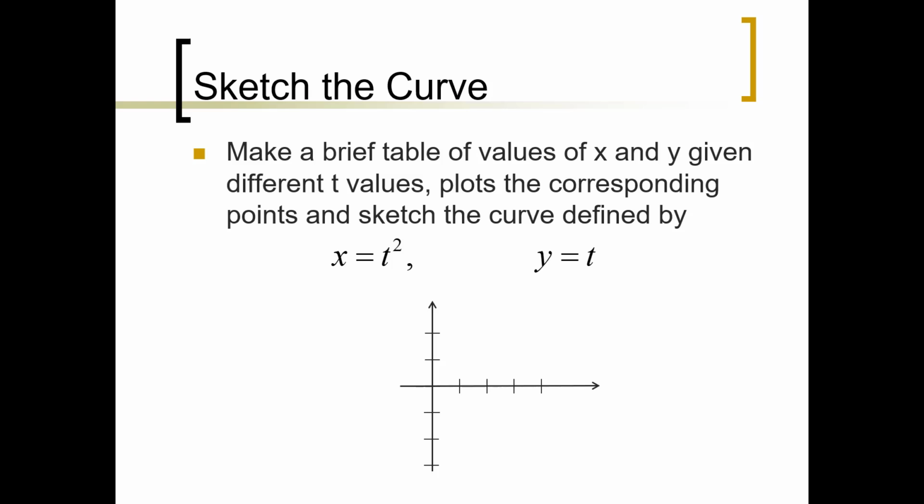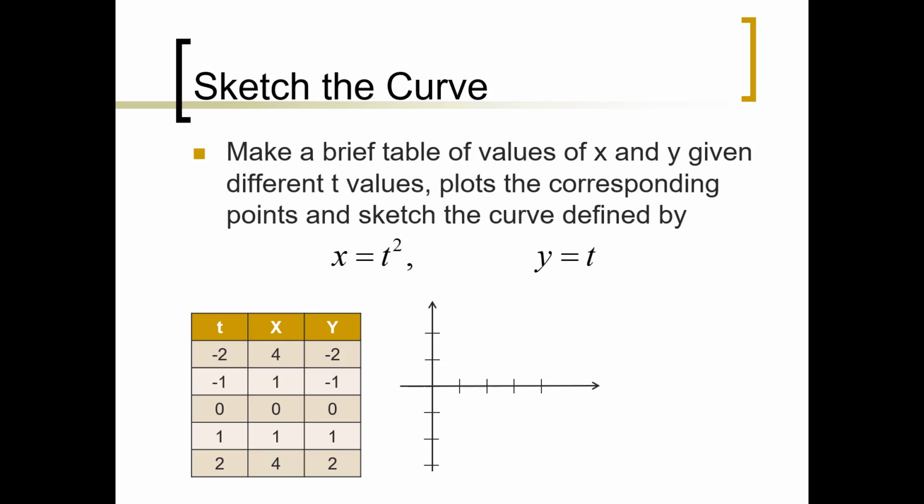Let's go ahead and try sketching one of these curves. I'll make a brief table of values of x and y for different t values, plot the points corresponding to them, and then sketch the curve that appears to be defined by the parametric equations x equals t squared and y equals t. Here there's no mention of the interval, so we assume the interval is the largest possible interval so that you can still evaluate all the functions. In this case, that would be all real numbers. Making a single table for different t values, where I picked integers going from -2 to 2, I found these corresponding x and y values.